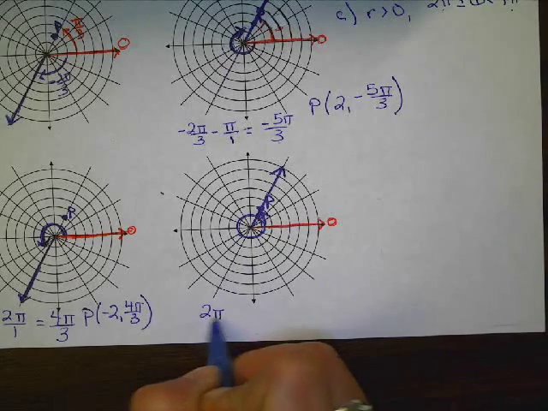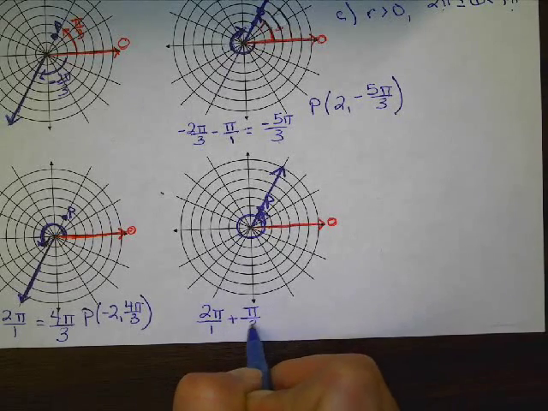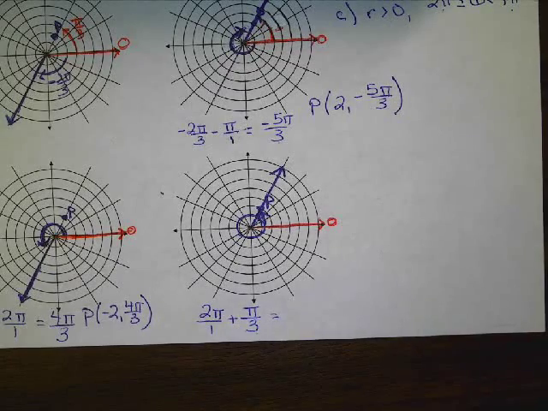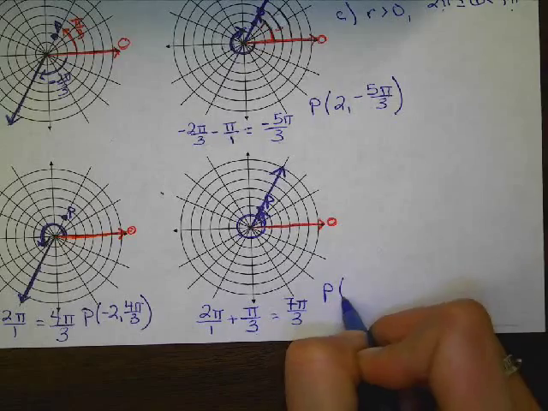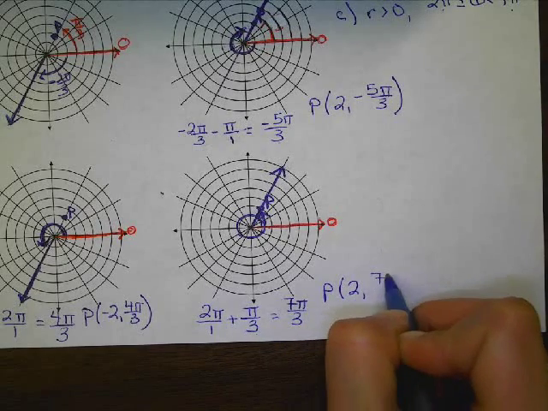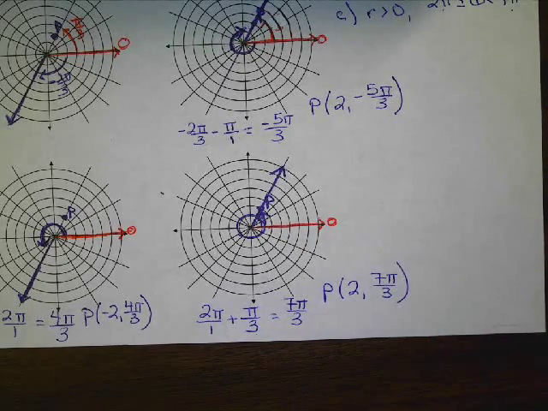So I'm going to take 2 pi over 1 plus pi over 3, and after you get a common denominator, that gives us 7 pi over 3. So this point is at 2, 7 pi over 3. And that's how you can plot the polar coordinates of a negative radius and a negative angle.